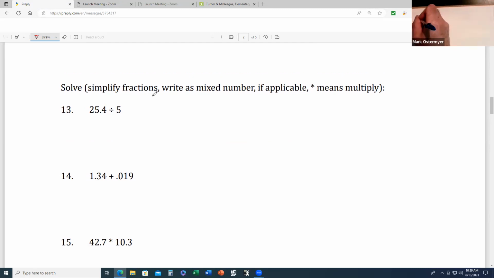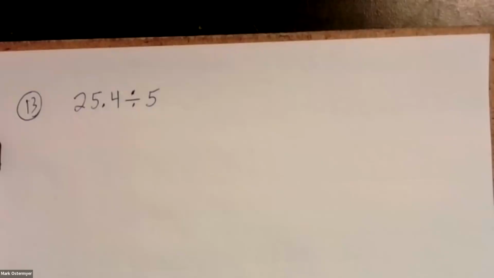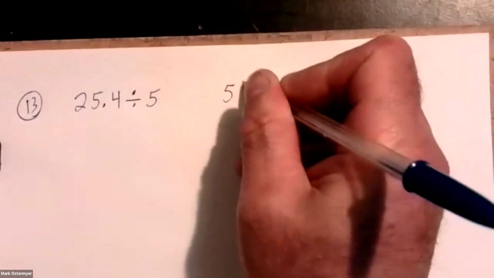Anyways, number 13 here. We got to take 25.4 and we have to divide it by what? 5, don't we? Yes. That's what they want us to do here. Now it says simplify fractions, write as mixed number if applicable. All right. So how do we divide 25.4 by 5? Well, very carefully. We're going to do this off to the side, right?